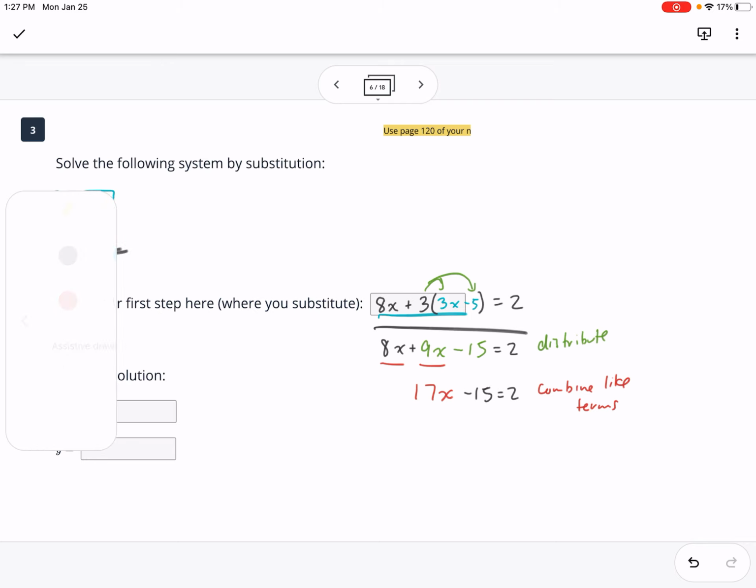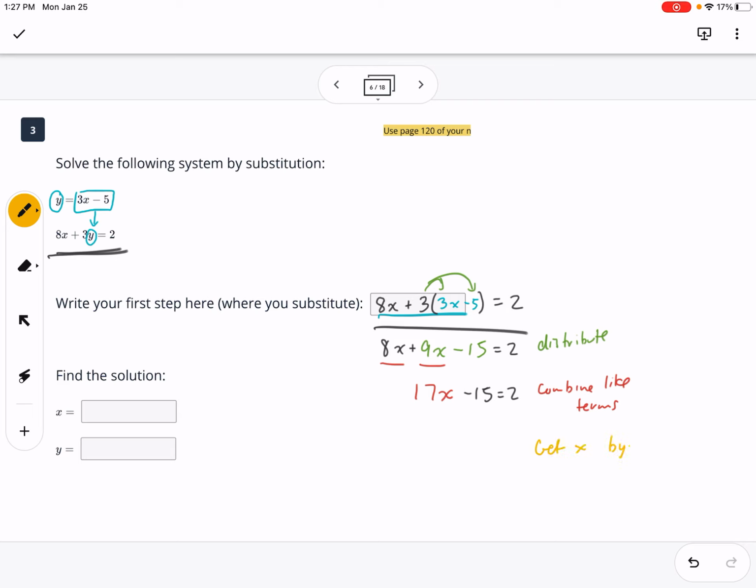And my last step is that I need to get x by itself. The way that I do that is I first deal with addition and subtraction. So here I'm going to add 15 first. I get 17x equals 17. And then x is being multiplied by 17, so I'm going to divide by 17. 17 divided by 17 equals 1. My x value is 1.